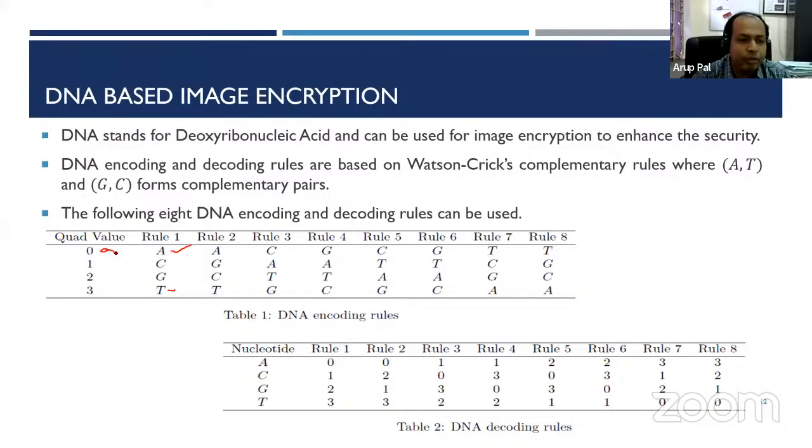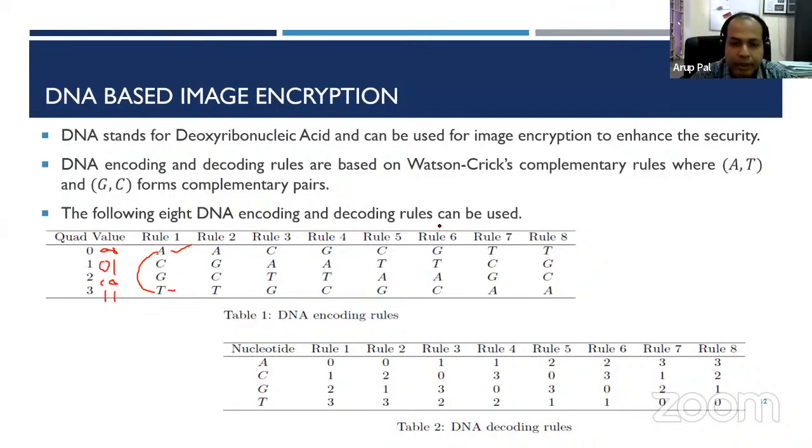00, 01, 10, and 11. So the complement of 00 is 11, so that's why A and T. The complement of 01 is 10, so that is G and C. So if you are following this binary indexing, A will be mapped to 00 and T will be mapped to 11. So there is a possible way you can do such kind of coding.